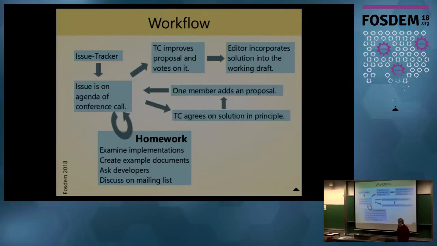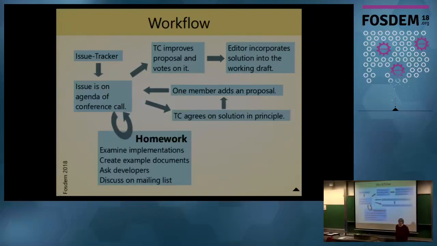After one, or sometimes more, turns, the members agree on a basic solution. That's here, therefore here the circle. One member gets the issue assigned and scripts a solution, which means changing the schema and the text. In the final run, the TC votes on this proposal, and then the issue is solved.